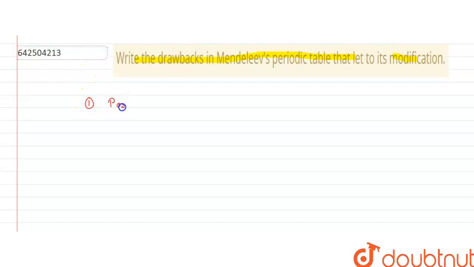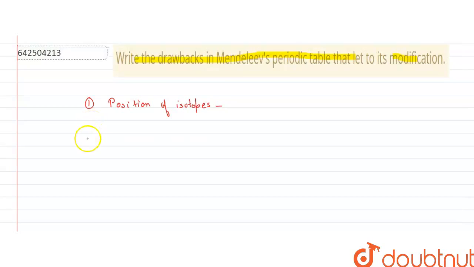So let me write. First one was position of isotopes, and in fact this was one of the major drawbacks. So basically we know that isotopes are those species which have different atomic mass but same atomic number. For example, hydrogen has 3 isotopes, and according to Mendeleev, since it is classified on the basis of atomic mass, all the isotopes have to be placed in the periodic table, which was not possible because you cannot place isotopes of the same element in the periodic table. So therefore it led to confusions, and this was the major drawback.